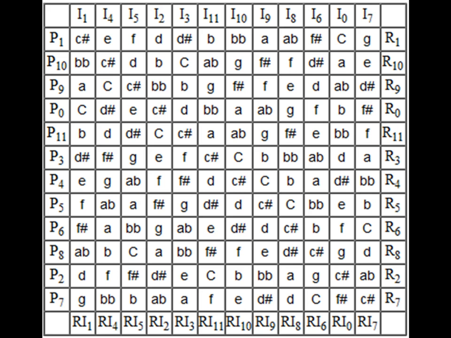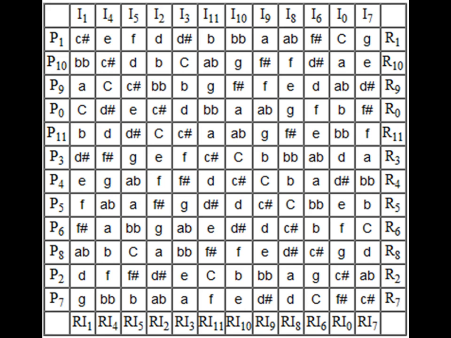Now you may notice that both the primes and the inversions, and of course all the retrogrades as well, are written in a rather curious order. So it goes 1, 10, 9, 0, etc. rather than 1, 2, 3, 4, 5, 6, 7, 8, 9, 10.